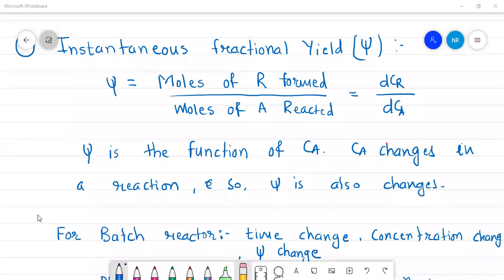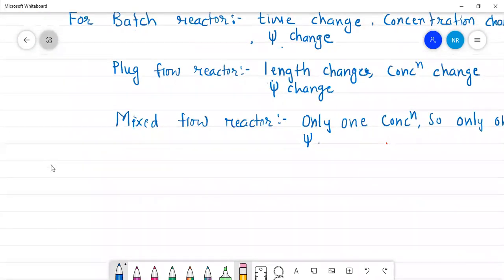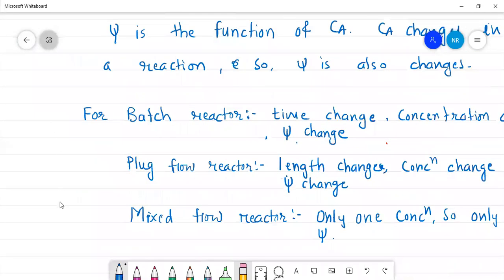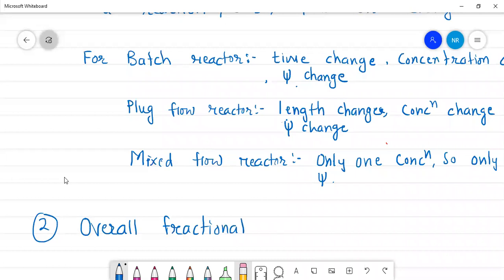Now another term is the overall fractional yield. The second one is the overall fractional yield, which we call phi.